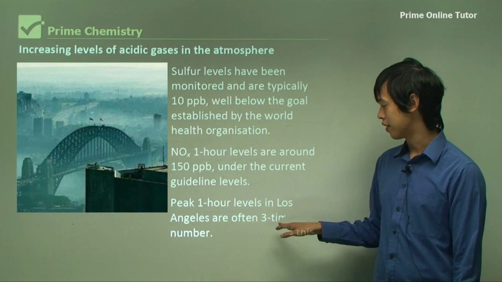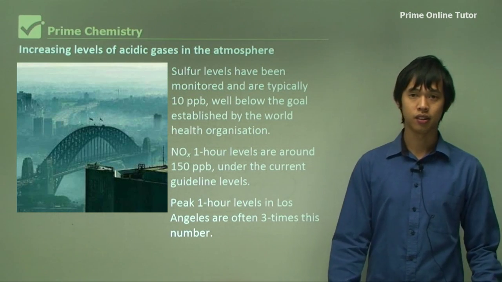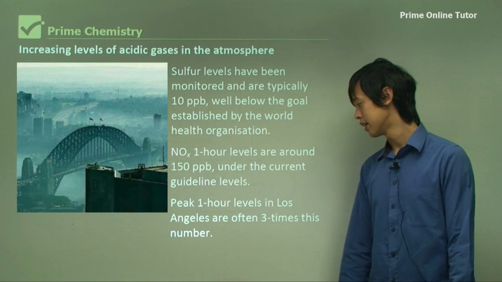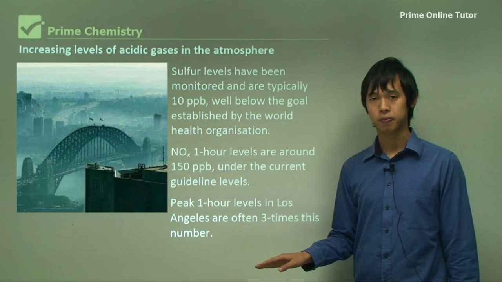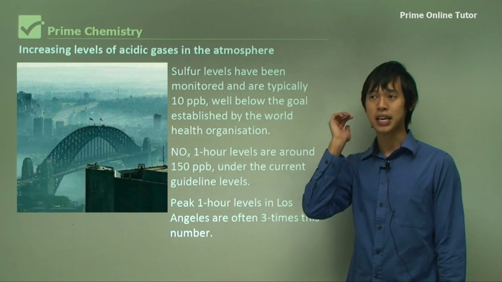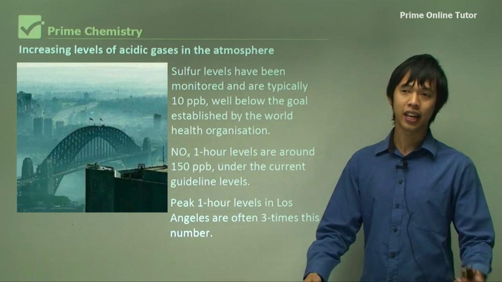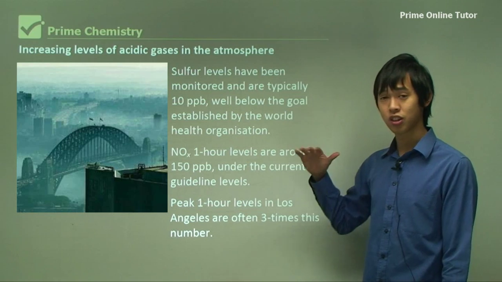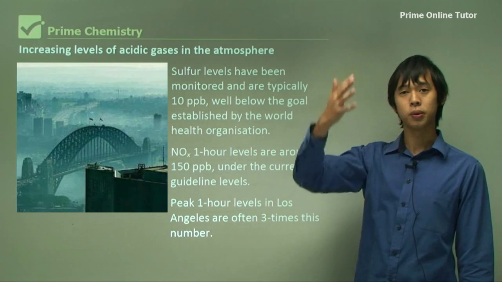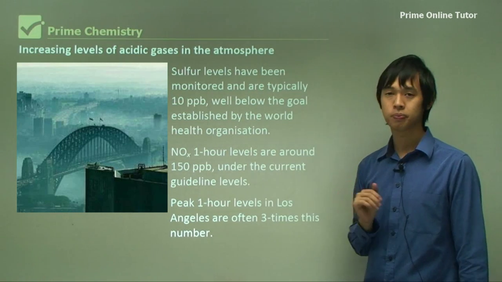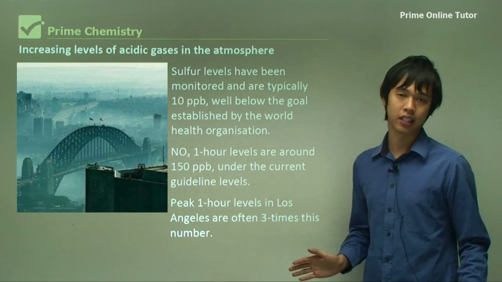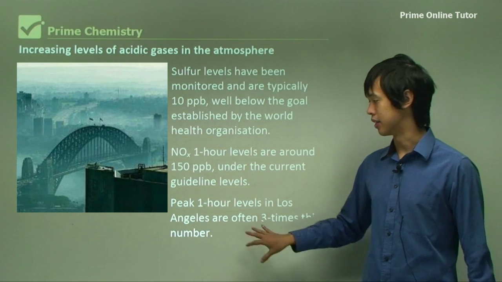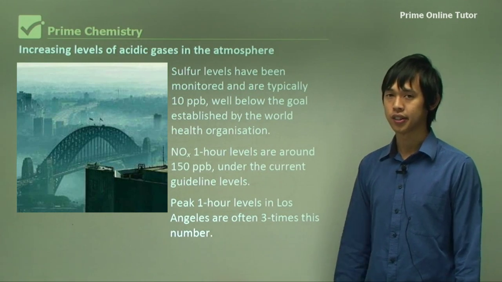Peak 1 hour levels in Los Angeles, for instance, another big metropolitan city, are often 3 times this number. At the peak, when everyone's using their cars, rushing to get to work, the nitrogen oxide levels could triple at hourly intervals. So cars are a big contributor to nitrogen oxides.